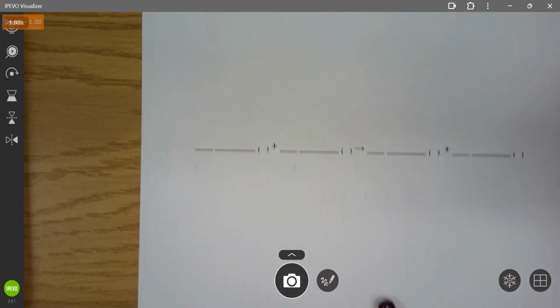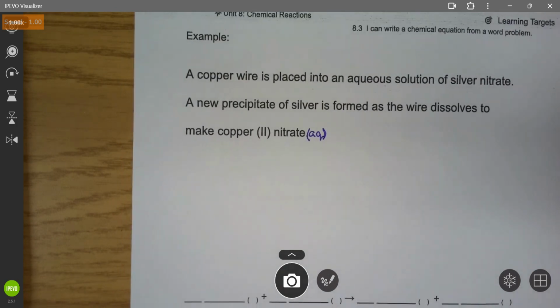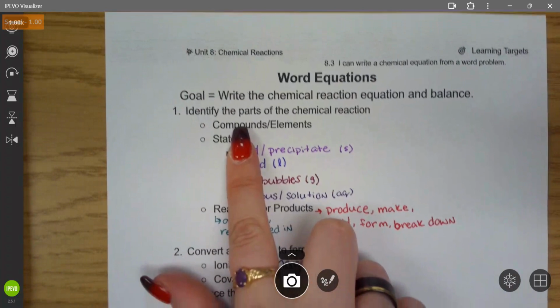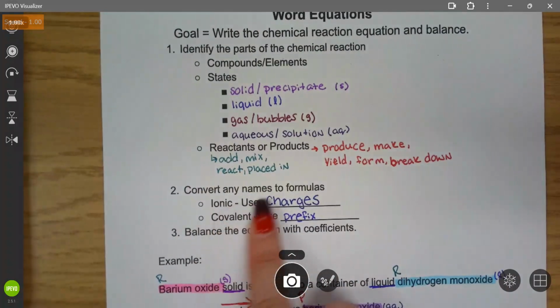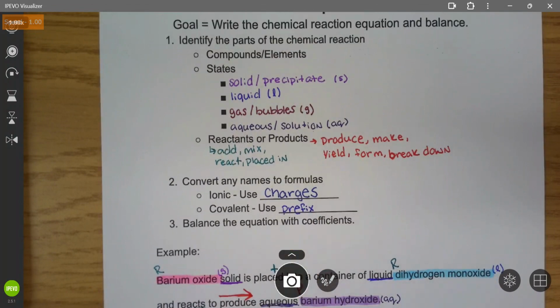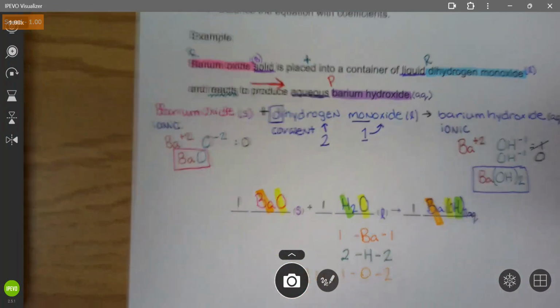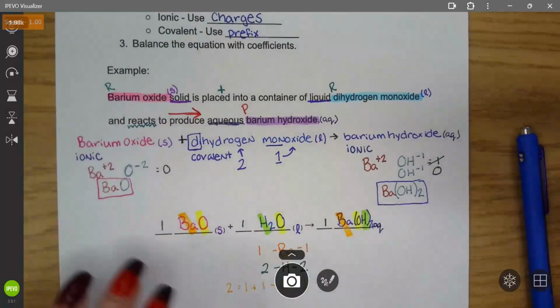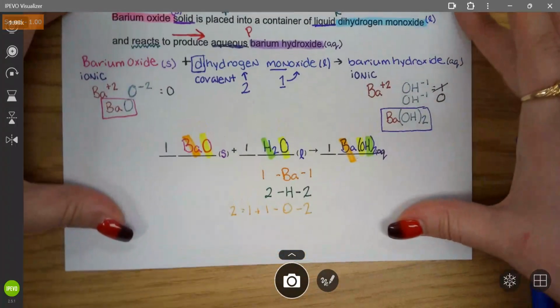See if you can put it into the correct format. I have the format laid out for you. So all you're going to try to do is, number 1, identify the parts of your chemical reaction: compounds, states, reactants, and products. Convert any names to formulas, and then balance. That example one more time.